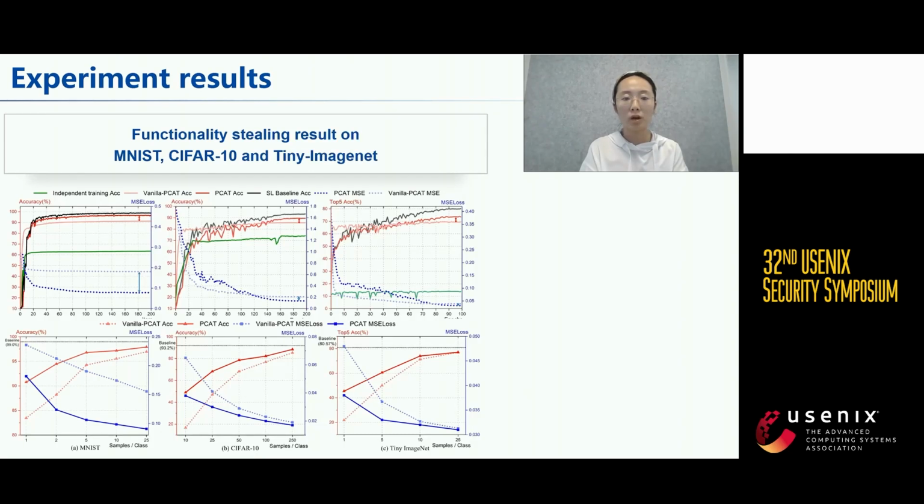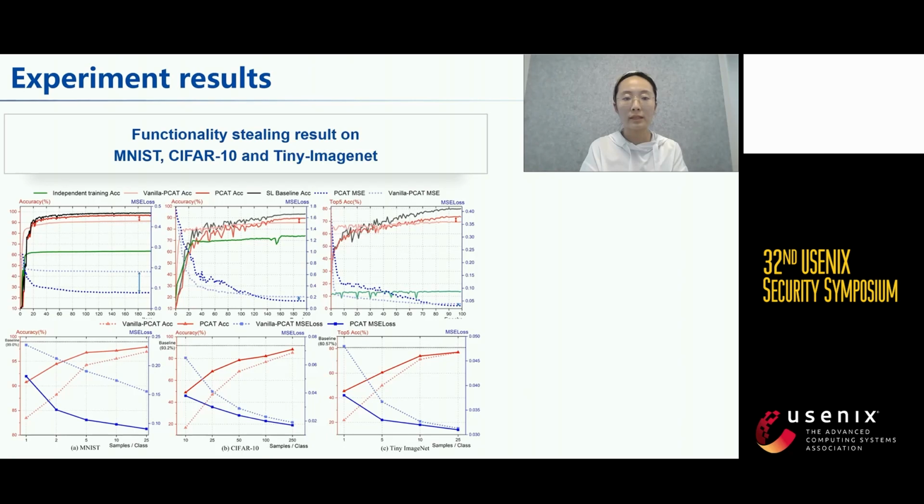We first launch our pseudo-client attack in the case that the data in the pseudo and victim clients are i.i.d. Through the results, both vanilla PCAT and PCAT outperform independent training, which only relies on the attack dataset. Also, though converging slower, PCAT achieves much better accuracy because of the guidance of evolving server models, which drives the output feature space of the pseudo-client model closer to that of the victim client model.